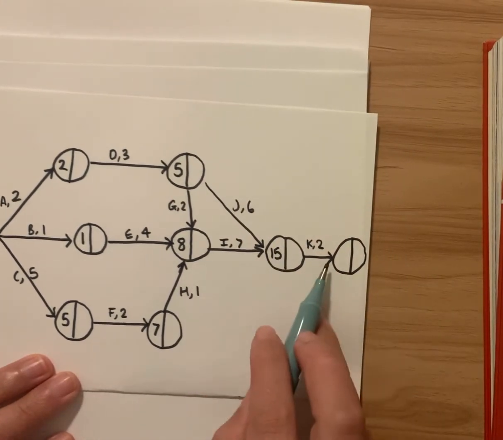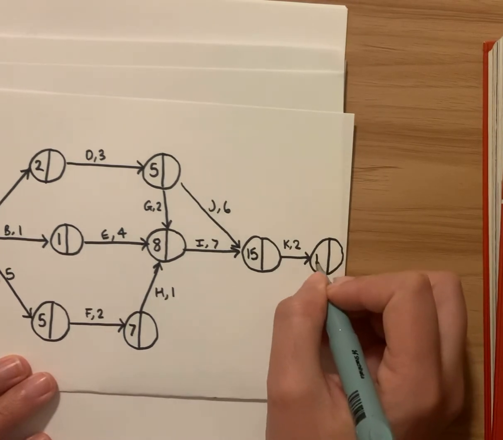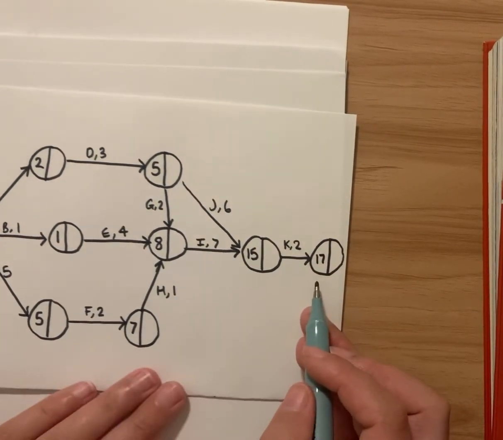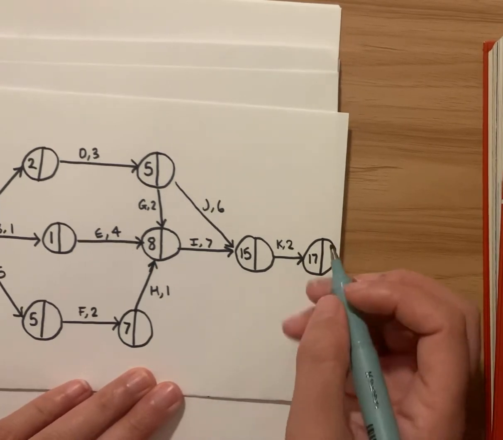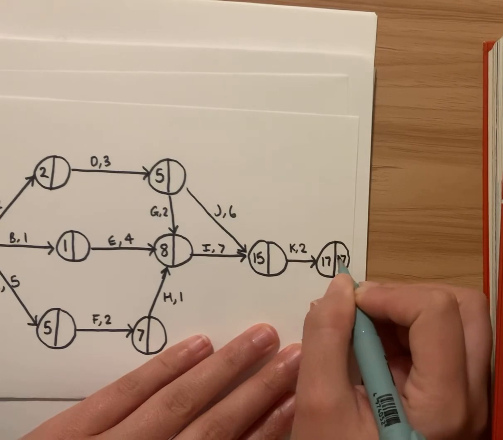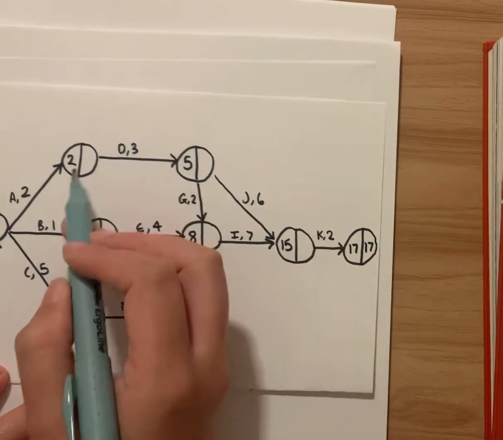And then there's only one edge here that leads to the last point. So it's 15 plus 2, it has to be. Okay, so now we've got our earliest starting time, and our latest starting time is also going to be 17 now. And we're going to work backwards to fill in the right-hand side of the boxes.